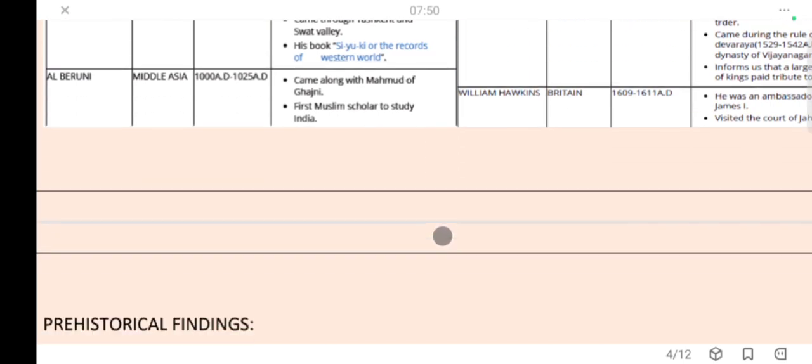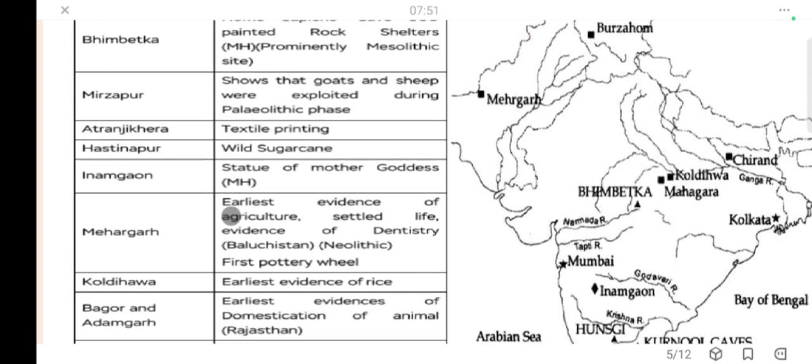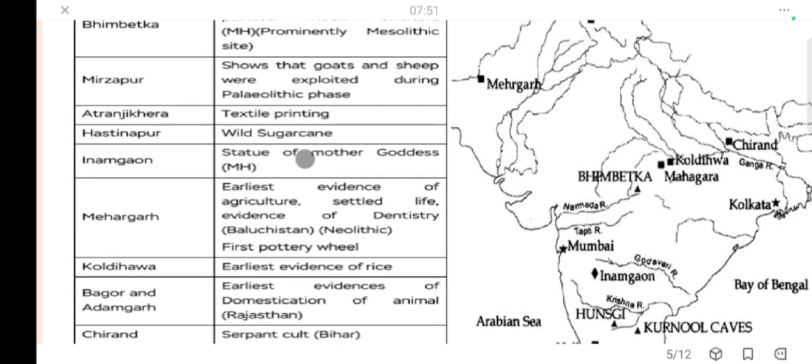We'll discuss the prehistorical findings. Just pause this video for a bit and write whatever information I give in this slide. So in Bhimbetka and Mirzapur, what are the findings? In Hastinapur, we can find wild sugarcane. These are prehistorical findings.